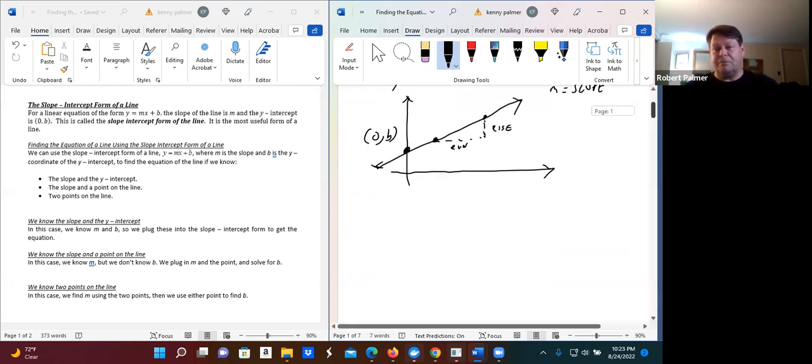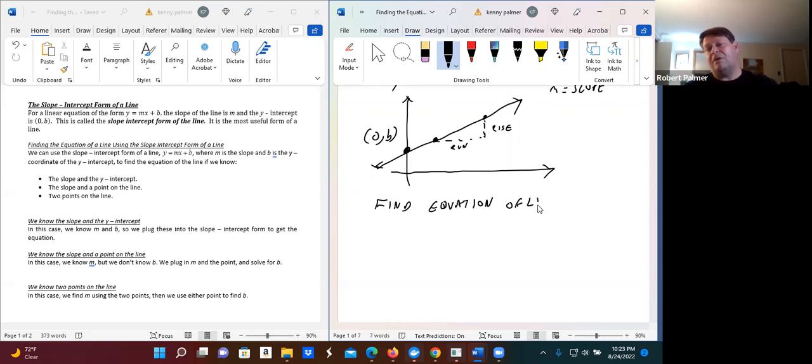So the first one, we'll talk about the easiest case. We're given the slope and the y-intercept. So for these examples, we want to find the equation of the line. Okay. First, number 1, we know the slope, which we call m. In this case, m is going to be 2. And our y-intercept is -3.